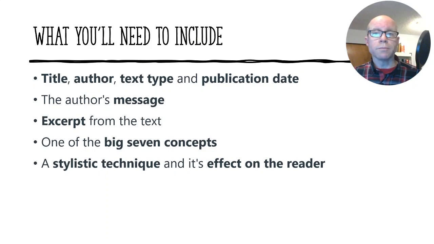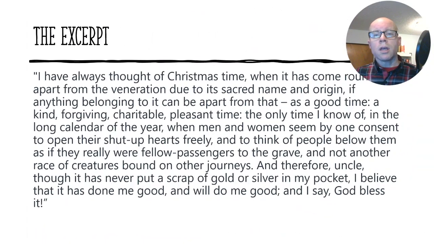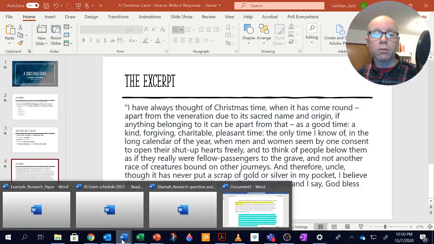Here's what else you'll need to include. You want to make sure that you have stated the title, the author, the text type, and the publication date. That's your basic information about the text. You want to include the author's message as well as your excerpt from the text, one of those big 7 concepts, and then a stylistic technique and its effect on the reader. Here's the excerpt that I selected. It's a speech from Scrooge's nephew, and it's a little bit on the long side, so I'm going to cut a little bit out of that when I put it into my own writing. And let's look now at what that will look like as I'm putting all of this together.